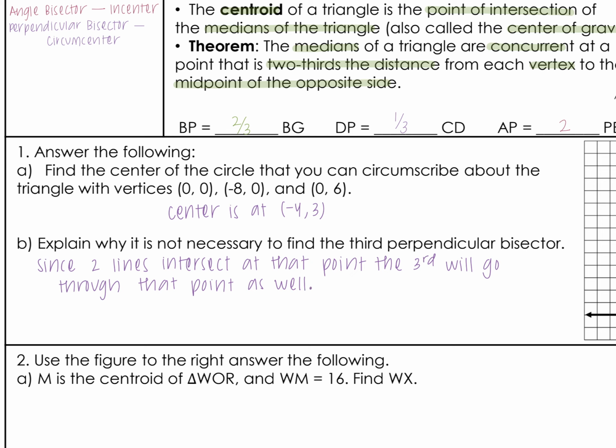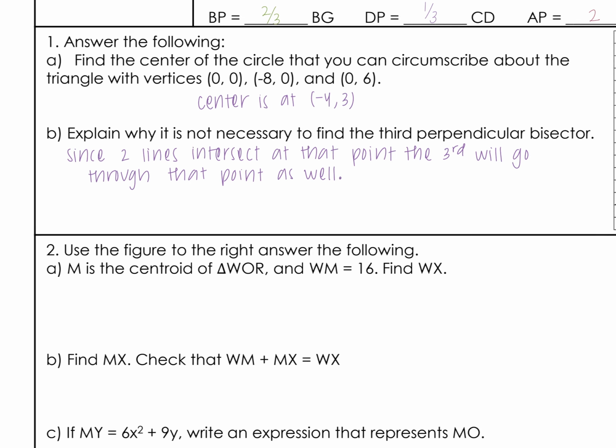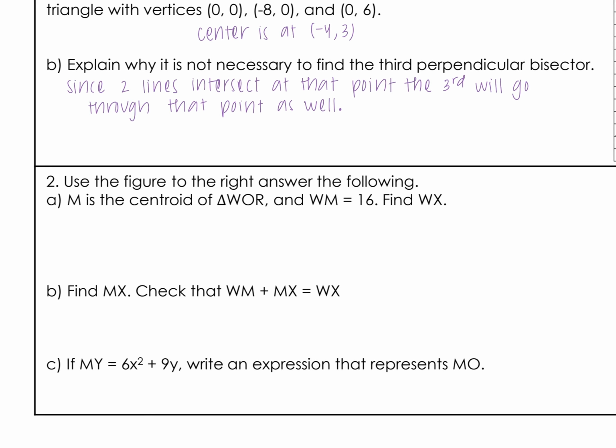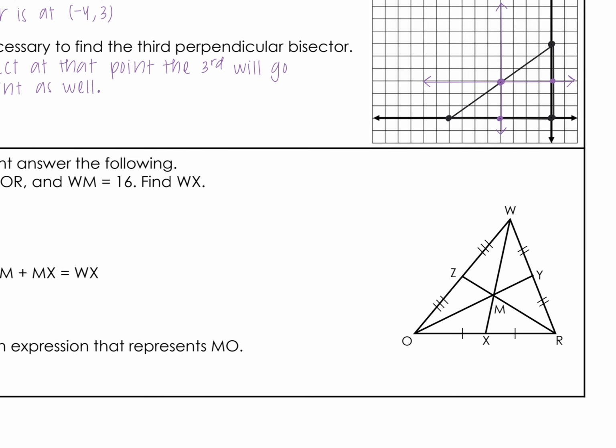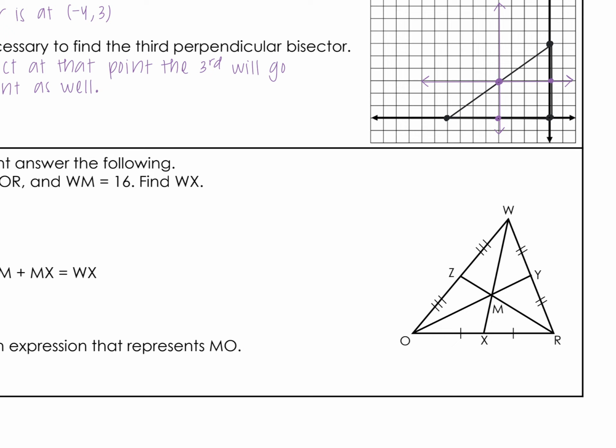All right, so now we have found our answer for number 1. Now let's move into number 2, our last one, but it does have 3 parts to it. So use the figure to the right to answer the following. So in part A, and for kind of all of them, M is going to be the centroid of the triangle WOR. Okay, and we're going to find WX given that WM is 16.